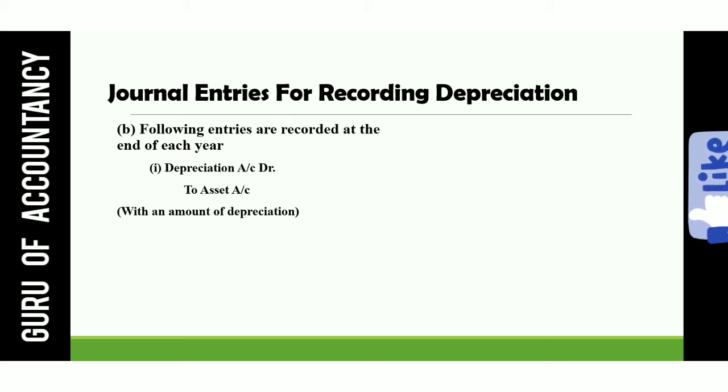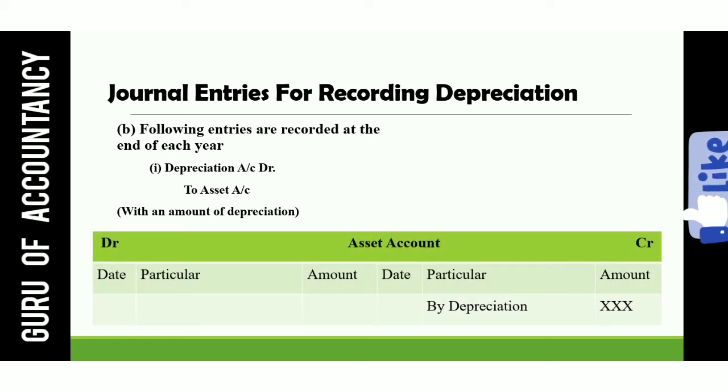Depreciation is one type of expense, so as per the rule of nominal account, it is debited. And because of depreciation, the value of the asset goes down, so assets are credited. So this would be your first entry for depreciation: depreciation account debit to assets. If you prepare the asset account, then this depreciation will be posted on the credit side of the asset account by depreciation.